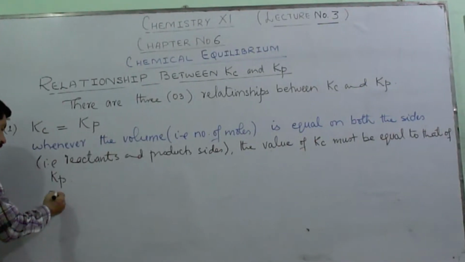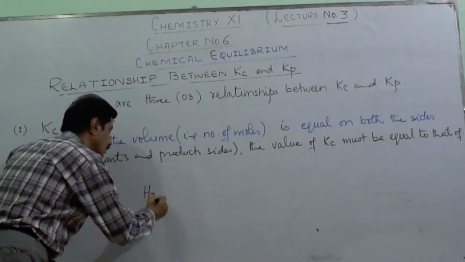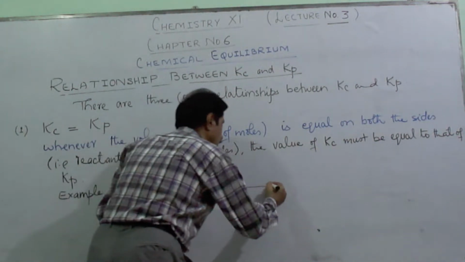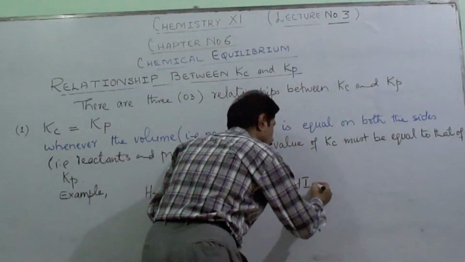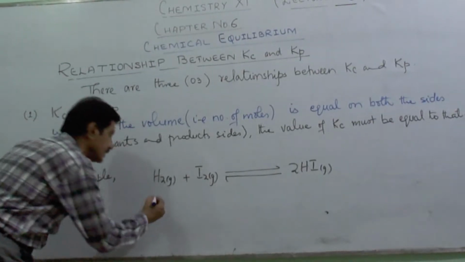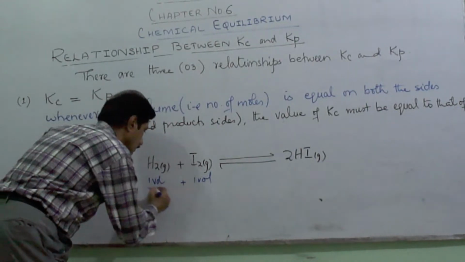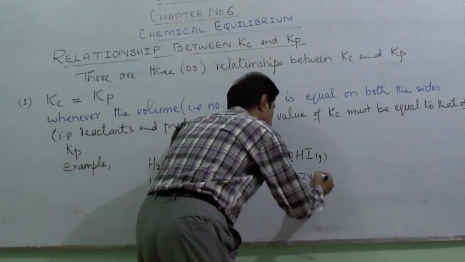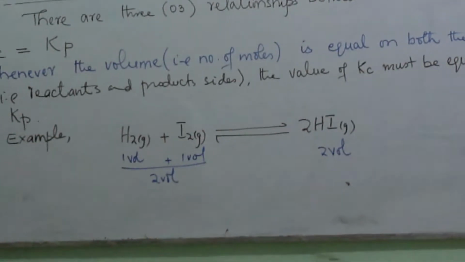Here, if I talk about an example, H2 plus I2 equals 2HI. If you look into the balance equation here, one volume plus one volume means total volume on the reactant side taken is 2, and total volume formed on the product side is also 2. So volume on both the sides is kept equal.